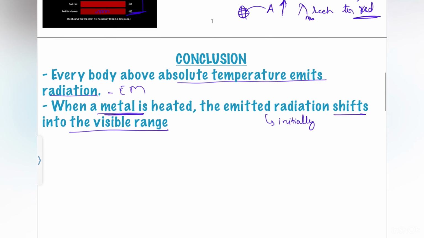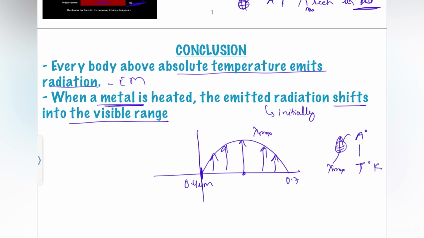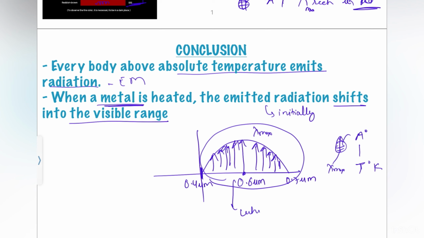A very important point I need to add: since there is a lambda max value and a spectrum of wavelengths being emitted, once body A is heated to some temperature T Kelvin and the wavelength reaches, let's say, the center of the visible range, which starts from 0.4 micrometer to 0.7 micrometer, and at some temperature lambda max is somewhere around 0.6 micrometer, there is a spectrum of wavelengths being emitted from the body, and the mixture of the spectrum in the visible range gives you a white color.